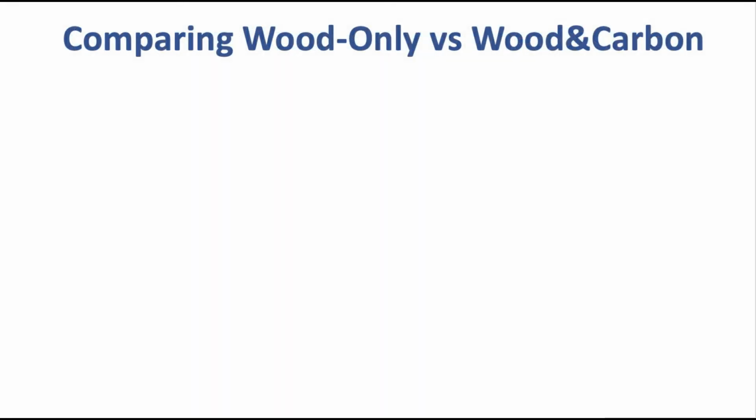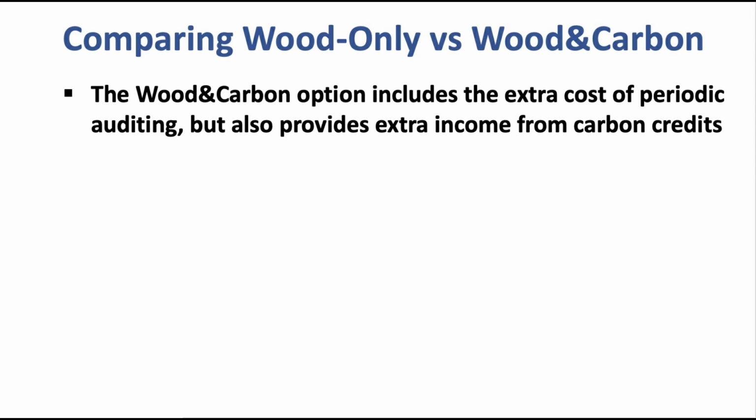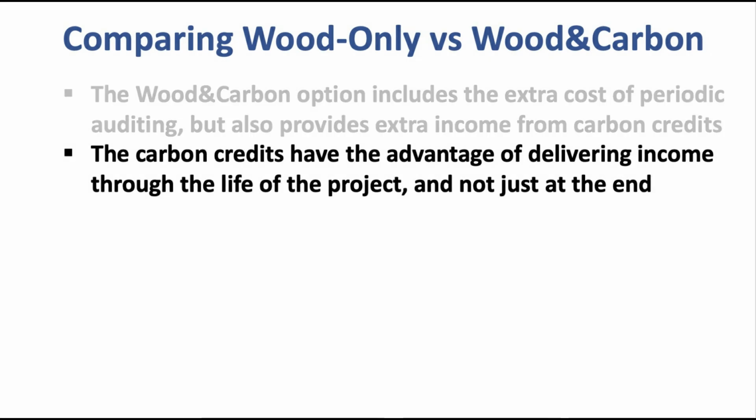So if we compare the wood-only scenario versus the wood plus carbon scenario, we can see that the wood and carbon option includes the extra costs of periodic auditing, but it also provides that extra income from the carbon credits which more than offsets those auditing costs. In addition, the carbon credits have the advantage of delivering income throughout the life of the project and not just at the end. Whilst the wood income at the end of the project may be large, you have to wait a long time, and that may pose significant cash flow problems.